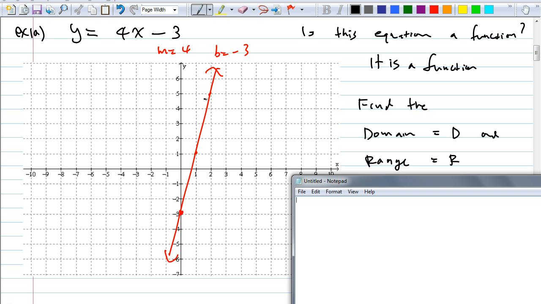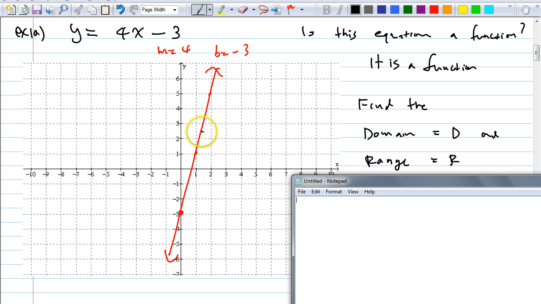Is 2 in the domain? Yes or no? Yes, it is. This point right here is 2 comma 5. So 2 is part of my domain, right? Is 1 part of my domain, guys? What about 0? Is 0 part of my domain? Yeah, right here, 0 comma negative 3. What about 1.1? Is that part of my domain? Yes, it is, right here. If you go a little bit to the right, a point right next to this, it'll be 1.1 comma, something. What about 1.2? Is that part of my domain?